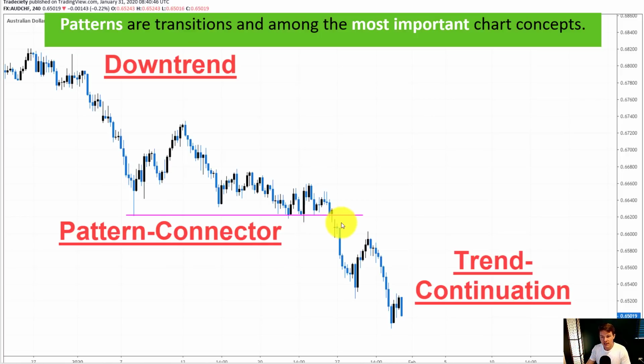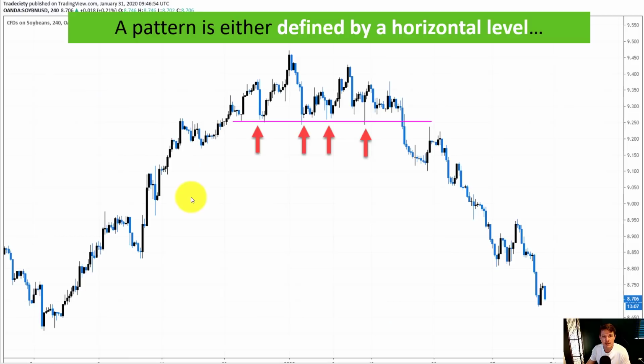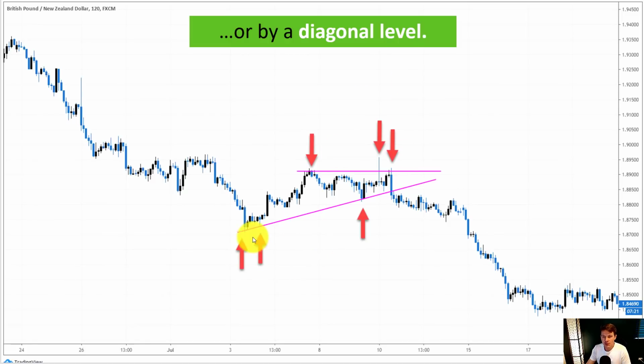And once the market leaves such a pattern, that is where you are often finding great opportunities, because once the price is leaving a pattern, that's often where you see the fastest price moves. So a pattern can either be defined by a horizontal level. So if you see that the market is changing from a trend to a sideways market, and you are able to define the sideways market with a horizontal level, that's a great starting point.